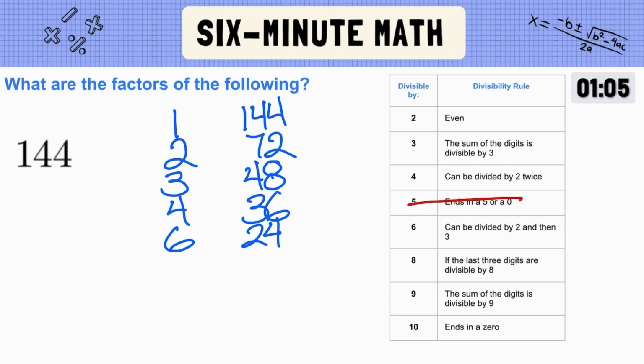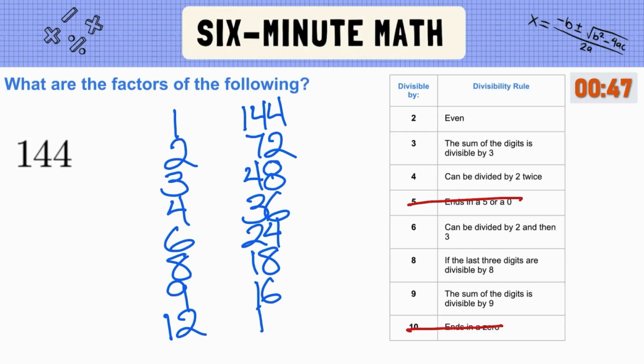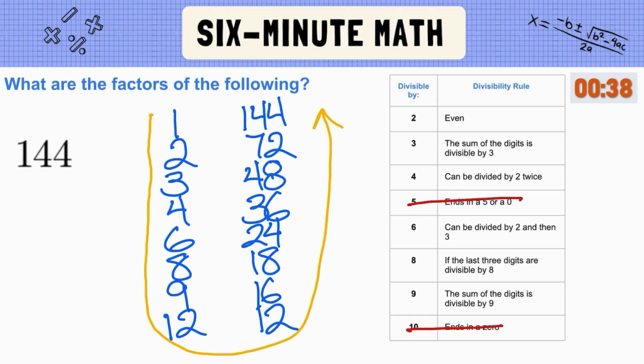It is not divisible by 7. It is divisible by 8. Therefore, I have 8 and 18. I also have 9 and 16. Not divisible by 10 or 11. It is divisible by 12 and 12. At this point, I have the same number at the bottom. So this one is kind of large, but I have a wonderfully formed factor U.